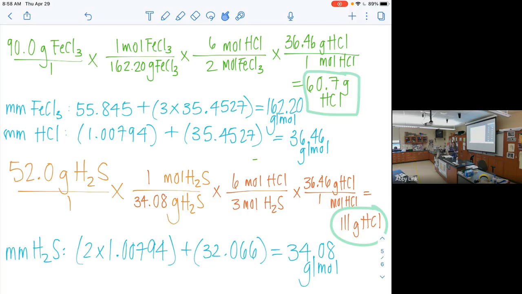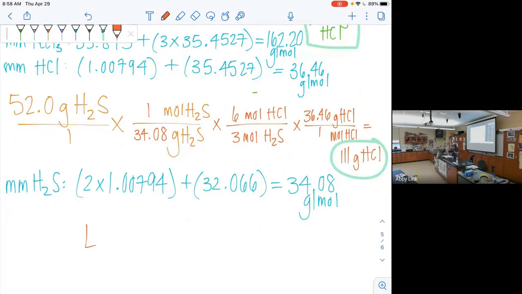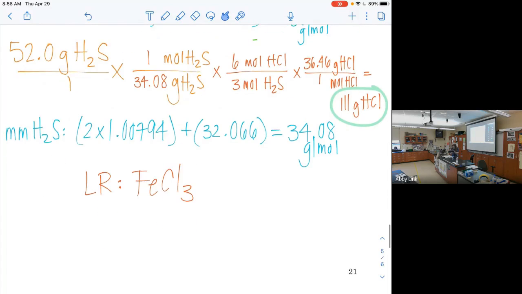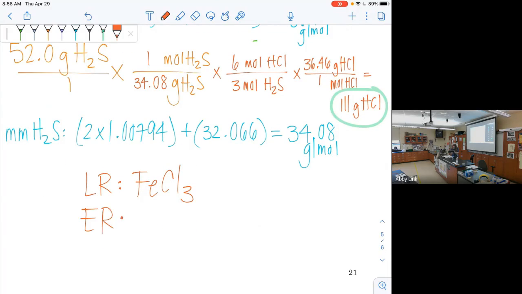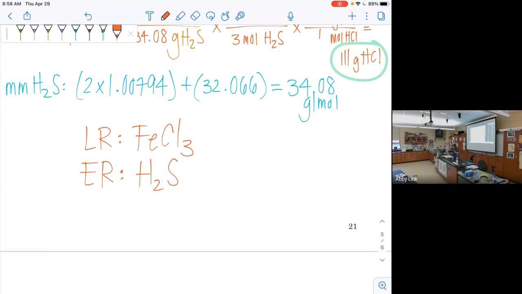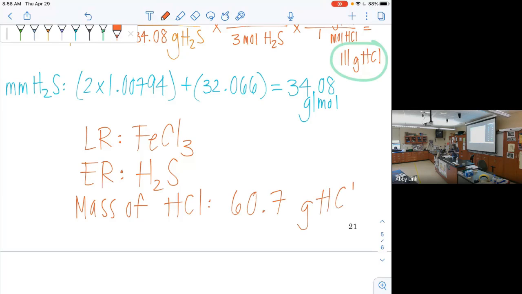FeCl3. So what that means, my friends, is that the limiting reactant is FeCl3. The excess reactant, which we'll label as ER, is H2S. And we can produce a mass of HCl of 60.7 grams of HCl. Okay, so we go with the amount of product that is less. That is our limiting reactant. Whatever produced that amount is our limiting reactant.